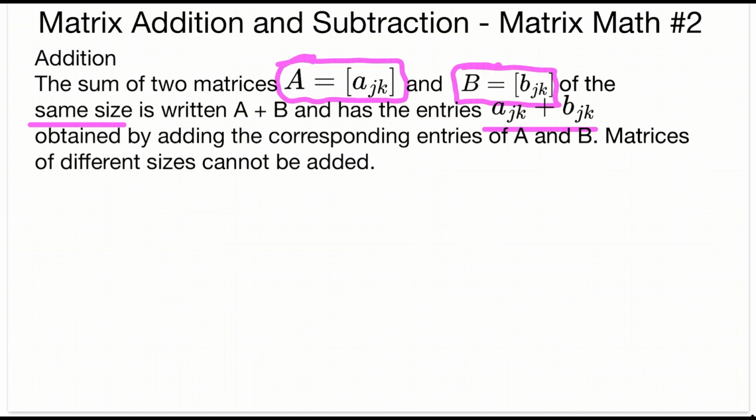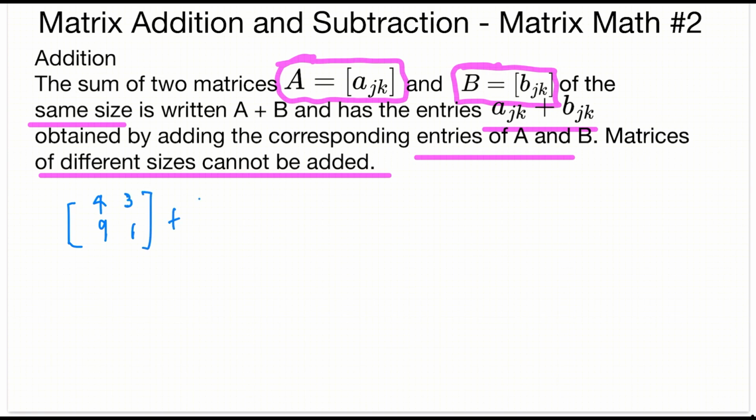We're going to do an example. So you add the corresponding entries of A and B, and as I said a second ago, different sizes cannot be added. So let's just do an example. Let's take the matrix 4, 9, 3, 1, a 2 by 2 matrix, and add it to 0, 8, 0.2, 5. Let's add that together.